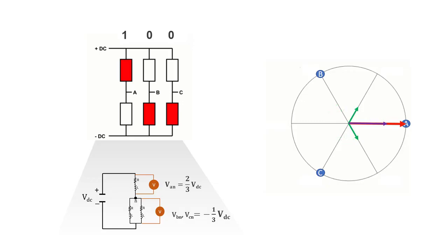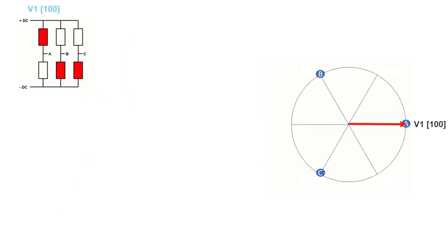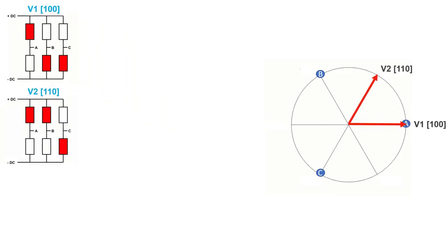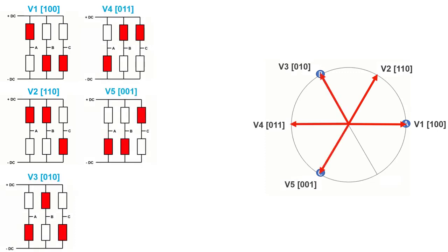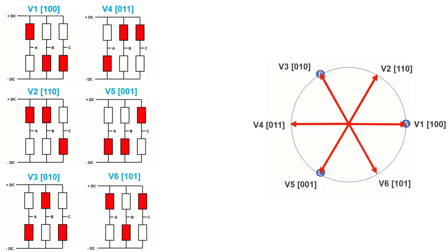Adding up all three vectors gives us the space vector along 0 degrees, which we'll refer to as V1. The states for the space vector are shown here. It is 1, 0, 0. At each time, only one of the two switches along each inverter leg is closed, giving us 8 different switching combinations. 6 of them lead to these voltage vectors on the space vector diagram, each 60 degrees apart. These are also referred to as basic vectors.